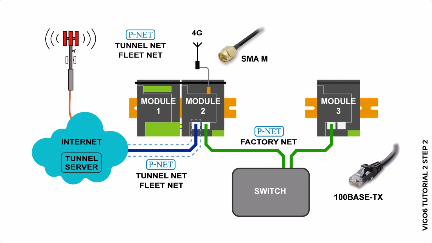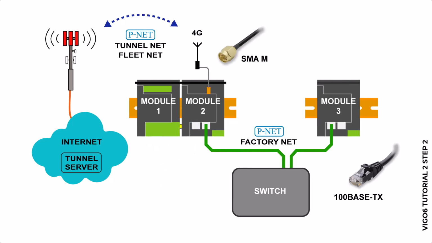4G. Alternatively, the connection from the PD modules to the tunnel server on the Internet can be established via PD804 with 4G. This is used when there is no cable access to the Internet, for example on trucks and other mobile applications.